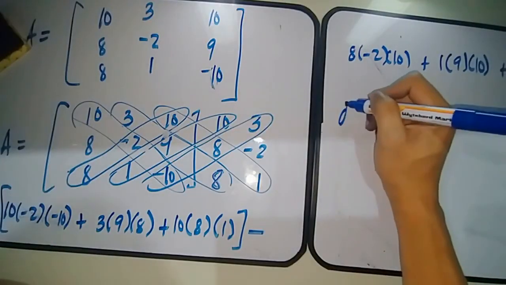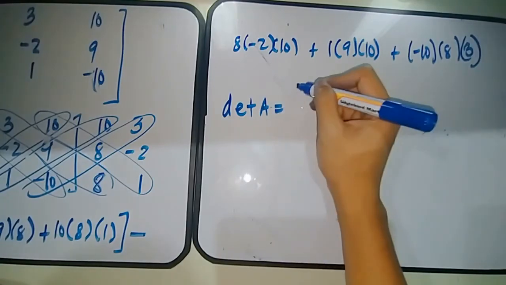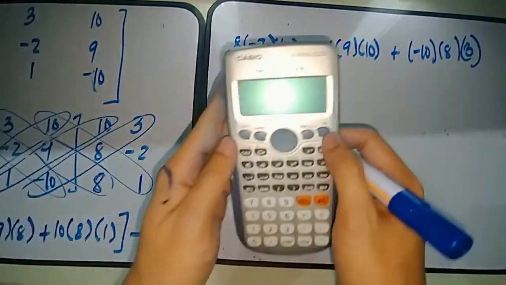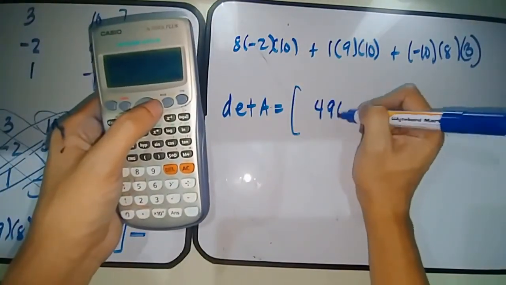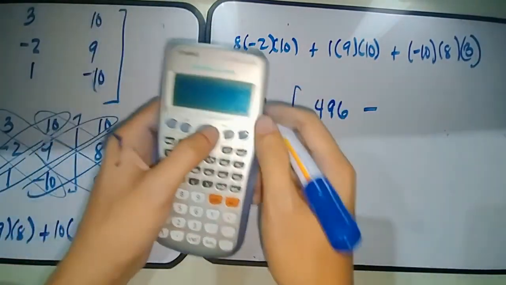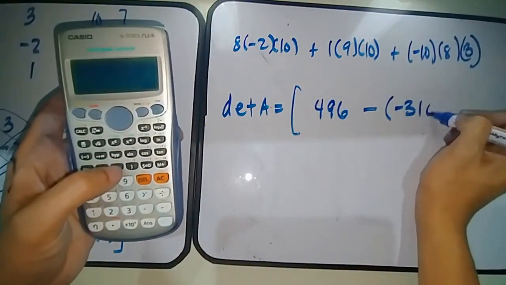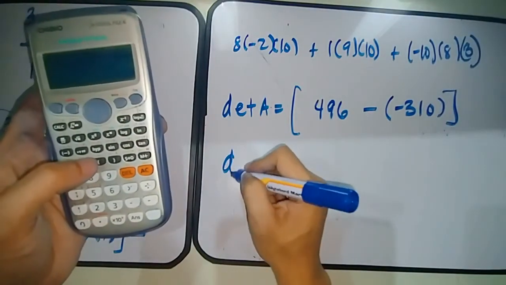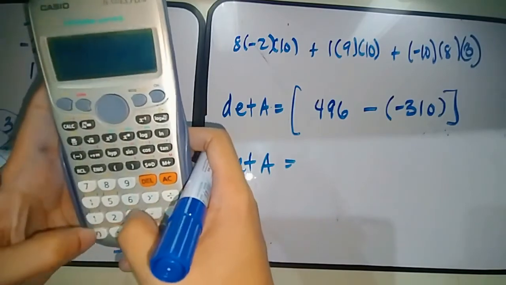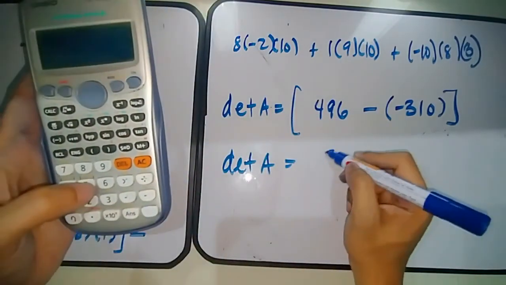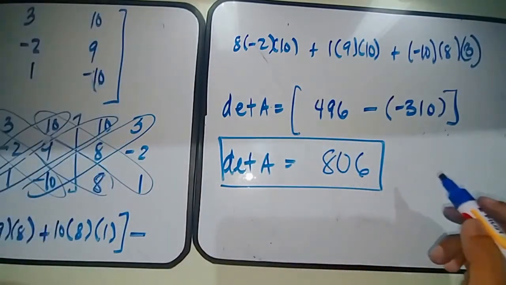So, determinant of A is equal to, we simplify, guys, the other side. So, the left side is 496, minus the right side, which is negative 310. So, the determinant of matrix A is actually equal to 806. So, this is the determinant of matrix A.